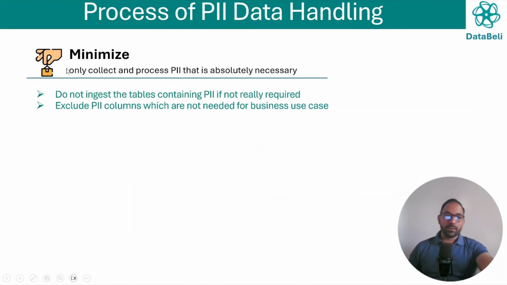So first one, like we were discussing, minimize. This one is like, do not ingest the tables containing PII if they are really not required. Which is very simple. We don't need to bring the tables if those are not needed.